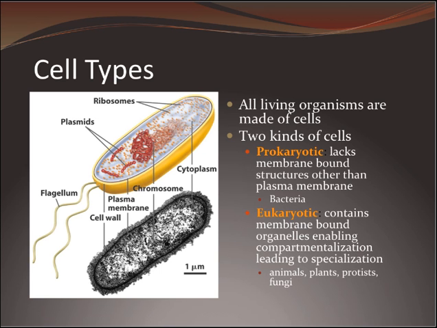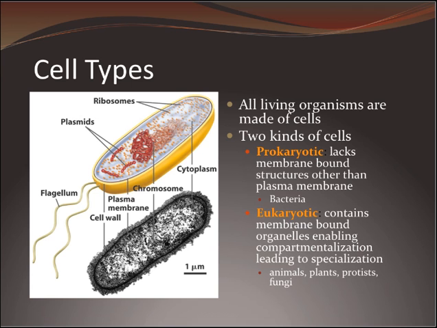All living organisms are made of cells, of course. There are two basic types of cells, one of which is known as a prokaryotic cell, and that which lacks a membrane-bound structure other than a plasma membrane. In other words, it has no membrane-bound organelles such as eukaryotic cells do.